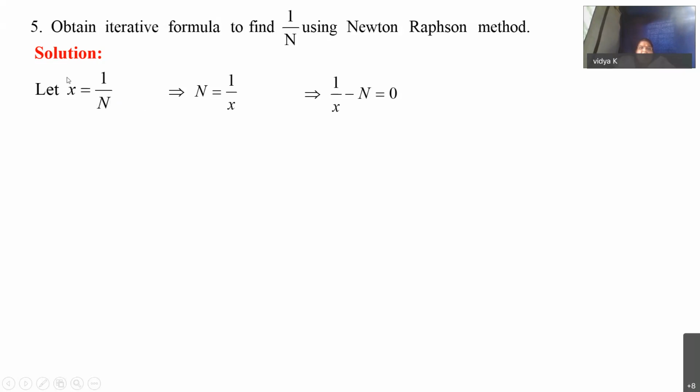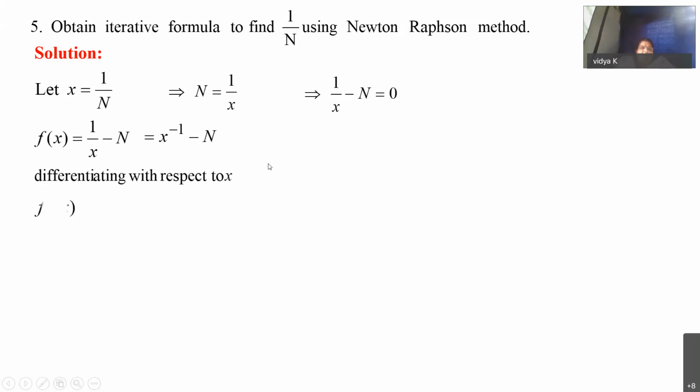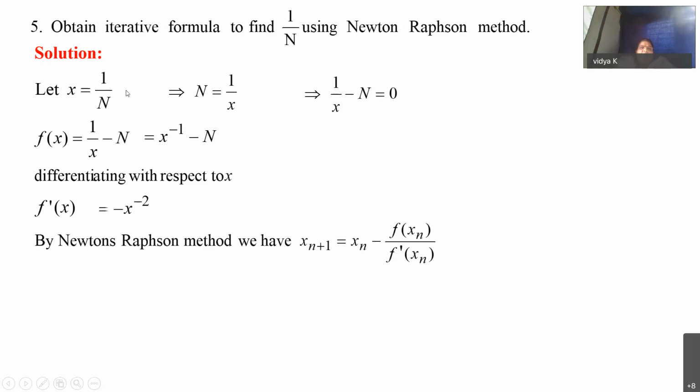I reversed the formula by cross multiplying n as 1 by x, and I took f of x as 1 by x minus n instead of taking n minus 1 by x. Okay, then differentiating, you get f dash x. The only change between the previous formula and this one is that they had given f of x equal to 0 directly. Here you haven't been given that, you have to make the equation by taking 1 by n.